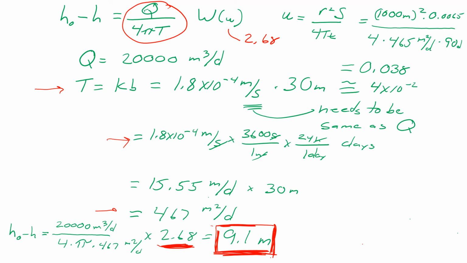Q over 4 pi T, which I've done down here on the bottom. If you multiply all that out, all the units should cancel out, leaving you with meters, and you should end up with 9.1 meters. So what this equation is telling you is that at a kilometer away from the golf course, the golf course's pumping should have lowered the water table by 9 meters.